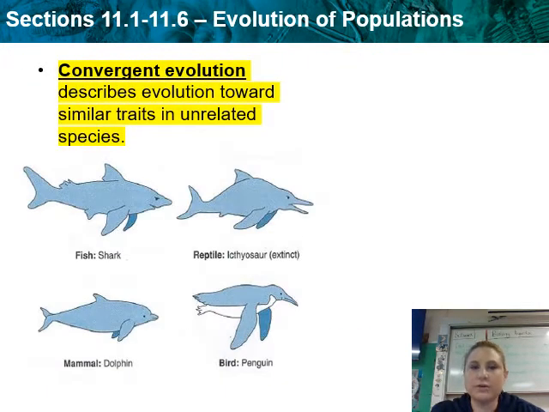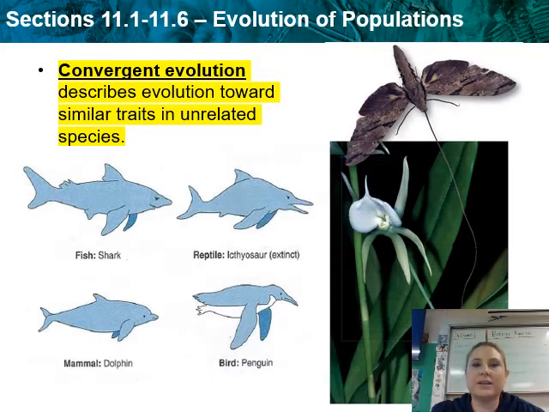Okay. We also have ways that populations do evolve, and we have descriptors for those, one of which is convergent evolution. It describes evolution towards similar traits in unrelated species. So all of these evolved having fins to swim better, because these were adaptations for the areas that they live in, but they're unrelated species.